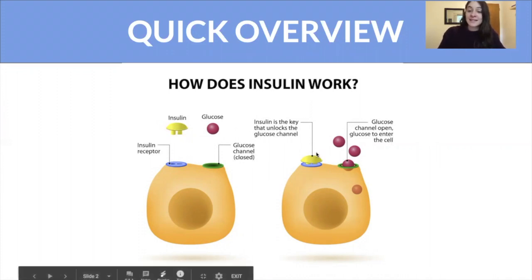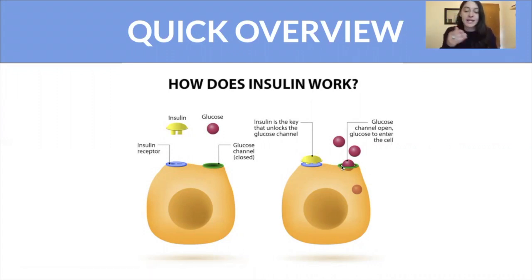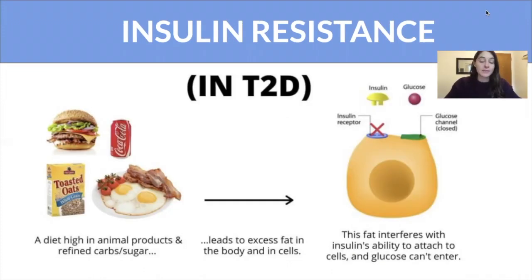And in order for the cells to uptake that glucose, insulin needs to attach to the cells. Once insulin attaches to the cell, it acts like a key and it unlocks this channel, and then glucose can get into the cell. So without insulin being there, acting as a key, attaching to this receptor, glucose wouldn't be able to get into the cell. And what happens is it just lingers in your blood.